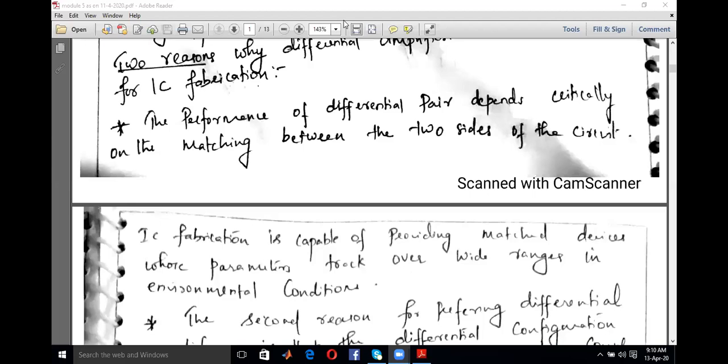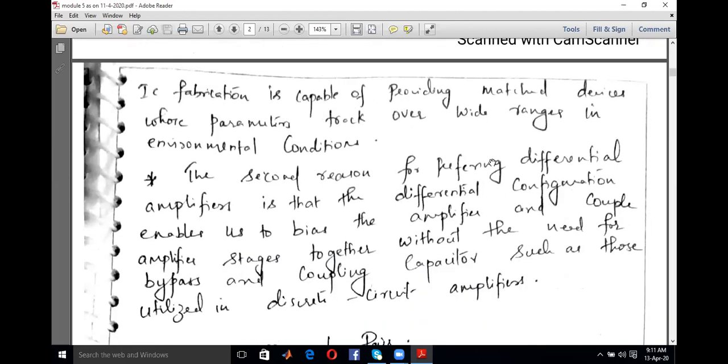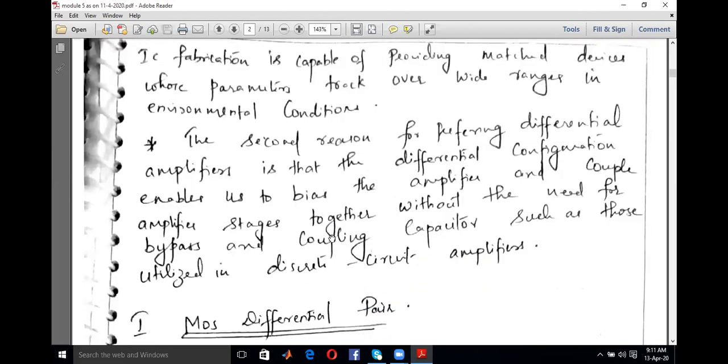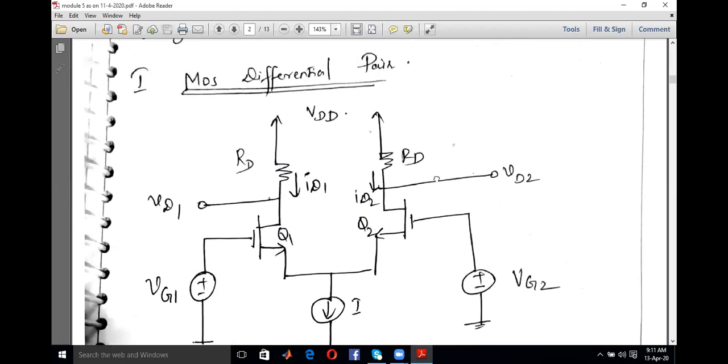So these are the two main reasons why you are preferring this differential amplifier. I repeat, the first reason is that they are capable of providing matched devices, and the second reason is that you are able to connect different stages without making use of bulkier capacitors. So it doesn't make use of any capacitors in the circuit, as is obvious from this particular circuit diagram.